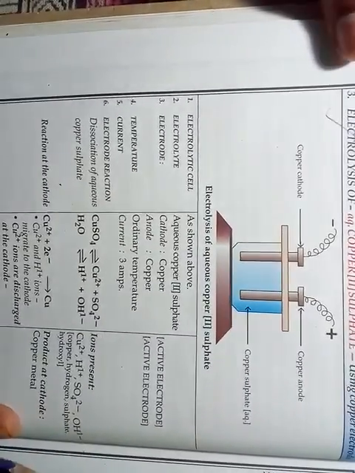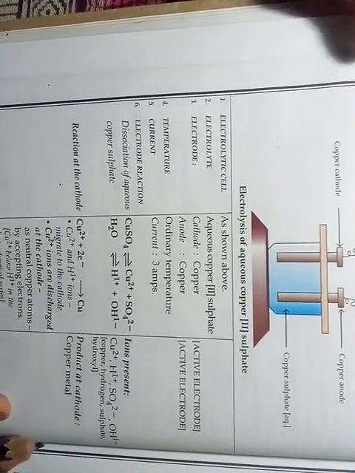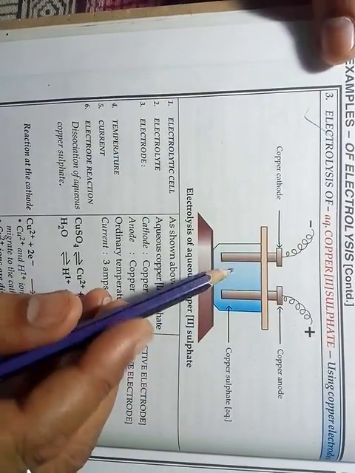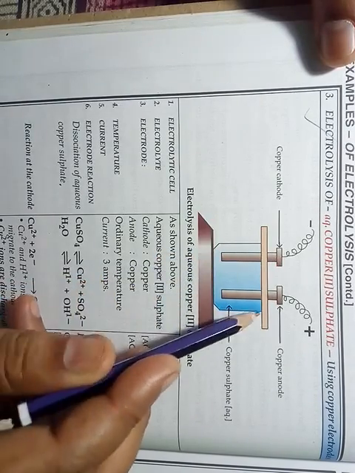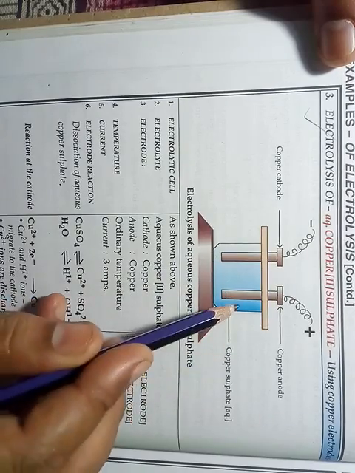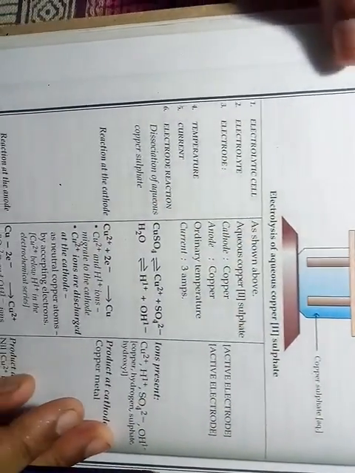Electrolysis of aqueous copper sulfate. So aqueous copper sulfate, no problem here, as simple as we discussed in the previous two examples. Electrolysis: this is a non-conducting vessel, with copper sulfate as electrolyte, a copper anode and a copper cathode.